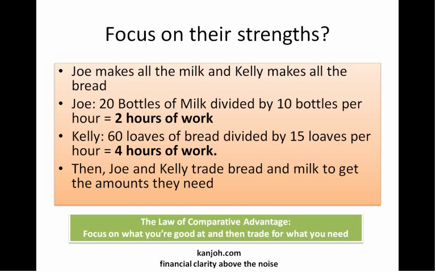As you can see in this example, Joe and Kelly, if they focus on their strength, they only spent 8 hours total. 4 hours for Joe and 4 hours for Kelly, as opposed to 20 hours on individual work. So this is a good thing. They've produced the same amount, but it's taken them less time. And that is the strength of comparative advantage.